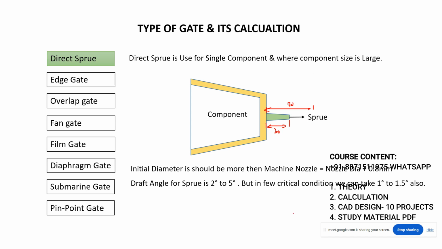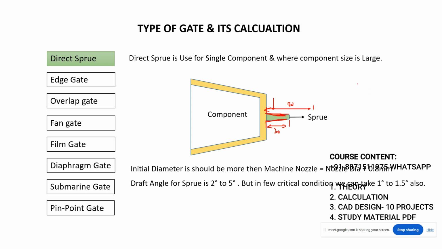Acha, what is the use of this draft or taper? Why am I giving this? Not for easy material flow. Because of this draft, it will be ejected easily. Yes, we can remove the part easily.